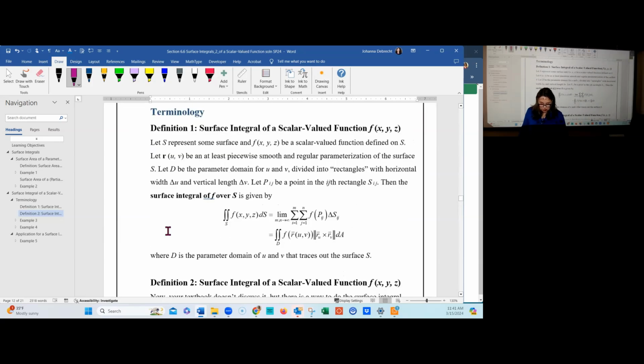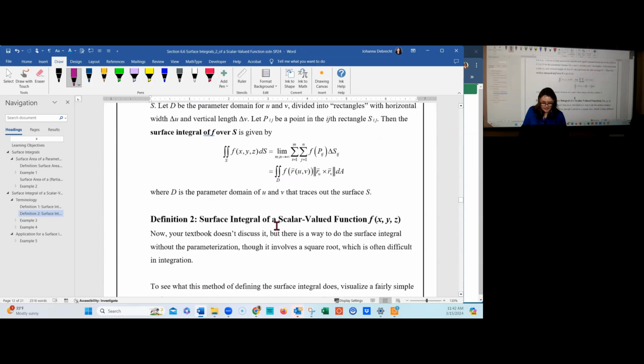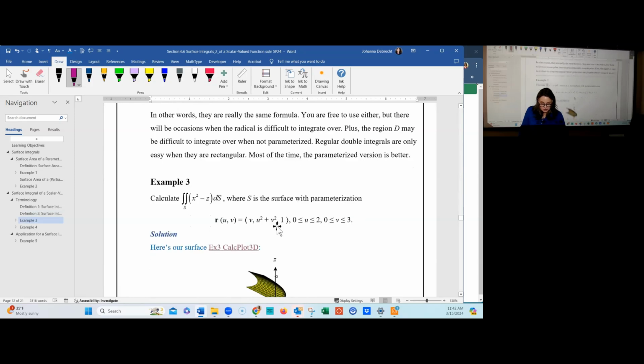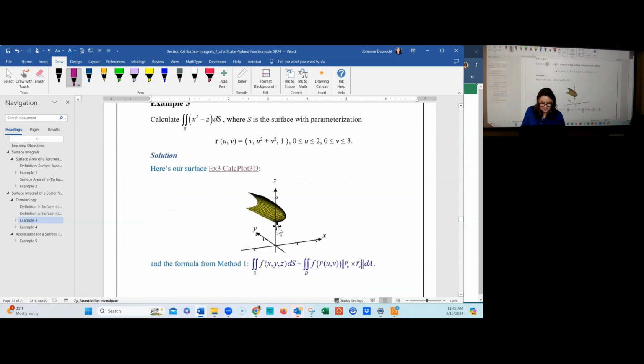The formula from the parameterization is a little bit cleaner to my mind and more reminiscent of what we did when we computed line integrals. We're substituting the parameterization into the function and multiplying by the magnitude of something, in this case, the magnitude of the normal vector. This is the method that I recommend that you use. Let's go ahead and I'll show you why. You'll see why in just a minute.